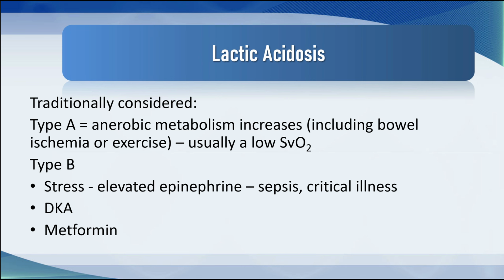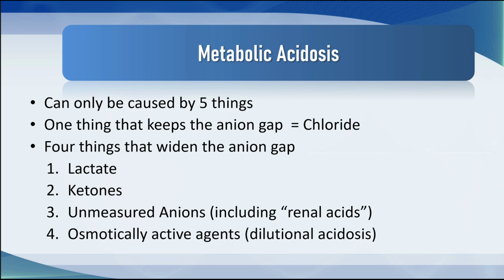With respect to metabolic acidosis itself, this can really only be caused by 5 things, one of which keeps the anion gap normal. That's hyperchloremia. And there are 4 things that widen the anion gap in order of frequency: lactate or lactic acidosis, ketones or ketoacidosis, and acidosis caused by unmeasured anions.